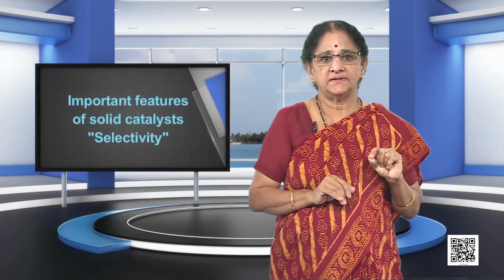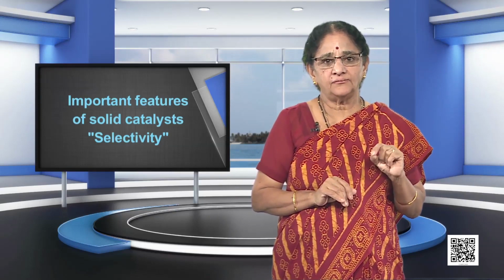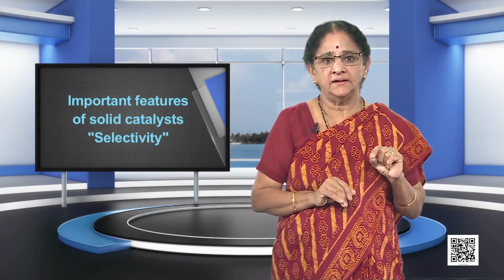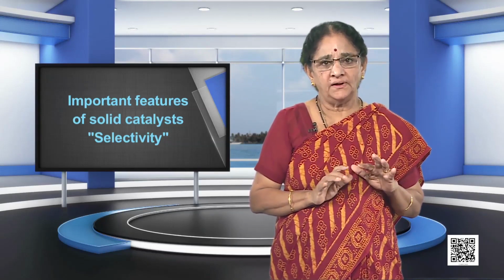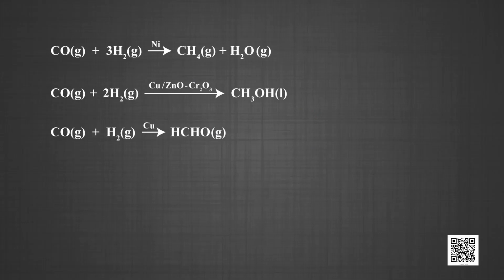The second important feature is selectivity. The selectivity of a catalyst is its ability to direct a reaction to yield a particular product. For example, starting with hydrogen and carbon monoxide and using different catalysts, we get different products. As is evident from these chemical equations, the same reaction yields methane when nickel is used as the catalyst, methanol if copper and zinc oxide are used, and formaldehyde when copper is used as the catalyst.